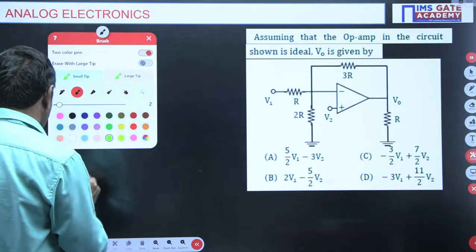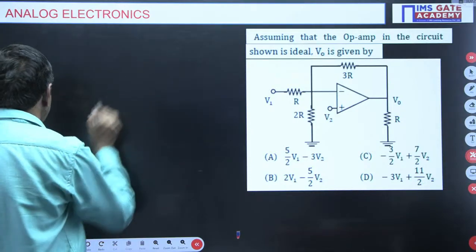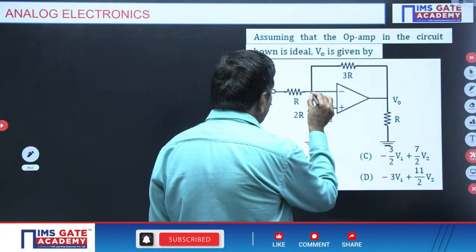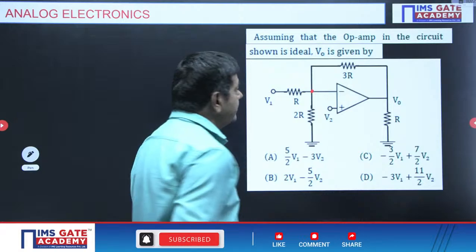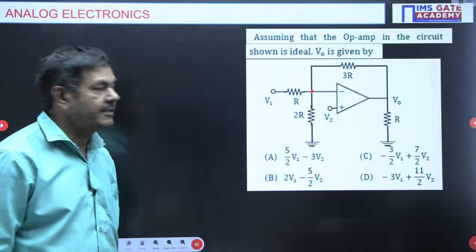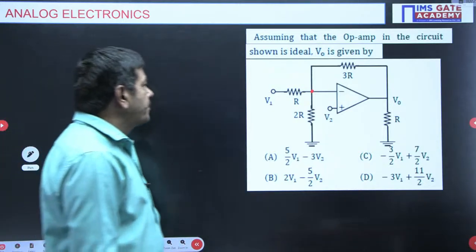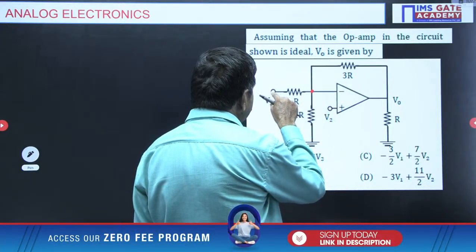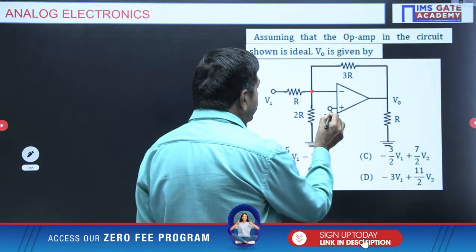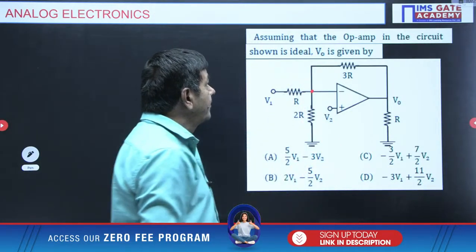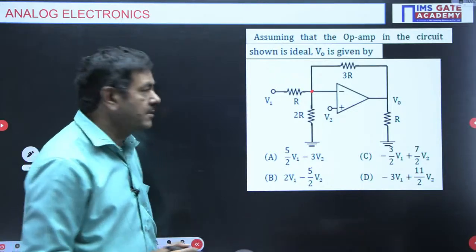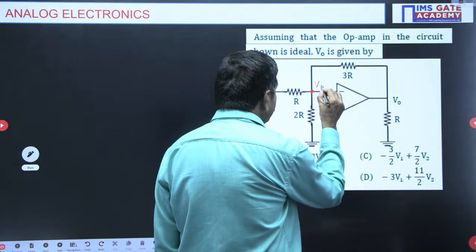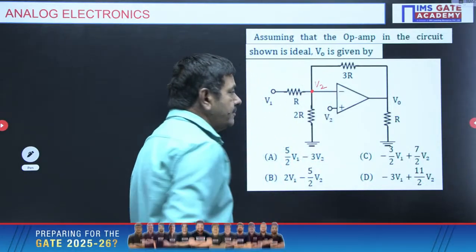How to get this V naught? To find V naught, what is this node voltage here now? This voltage is equal to how much? Anybody can say? This positive terminal is connected with V2. Negative terminal this side is V1 given. V plus and V minus are the same for an ideal op amp, you know very well. So this voltage is nothing but the same V2.